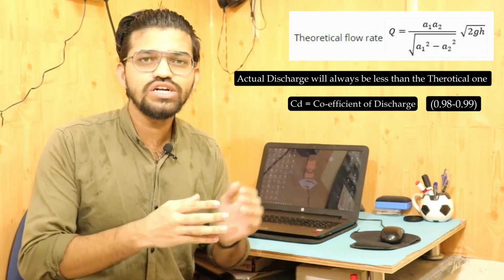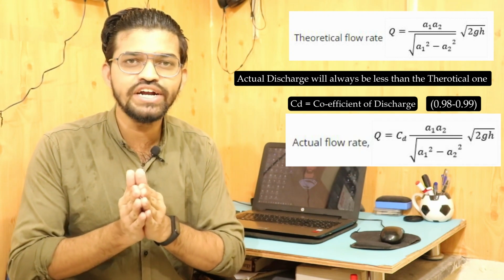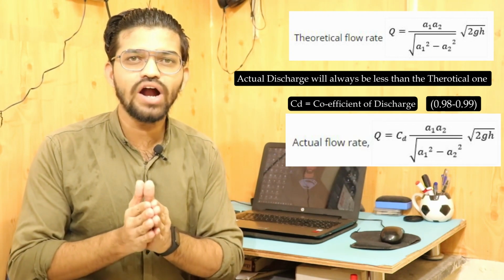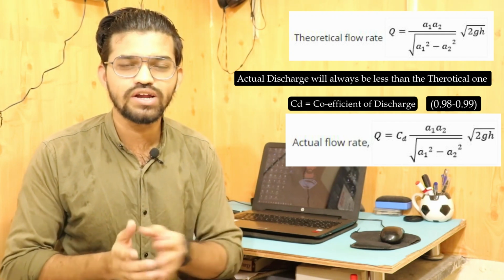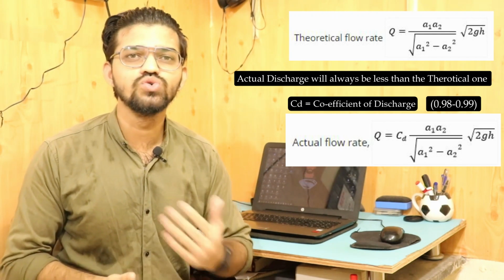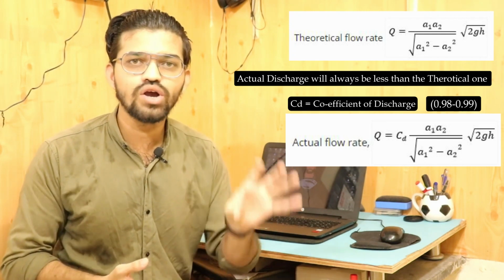So the actual discharge can be calculated as Q actual equals Cd into A1 into A2 into under root of 2gh, divided by under root of A1 square minus A2 square. So this is the formula that can be used to calculate the actual discharge of the flowing fluid.